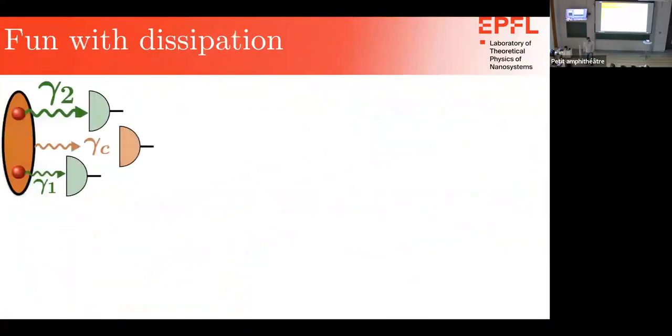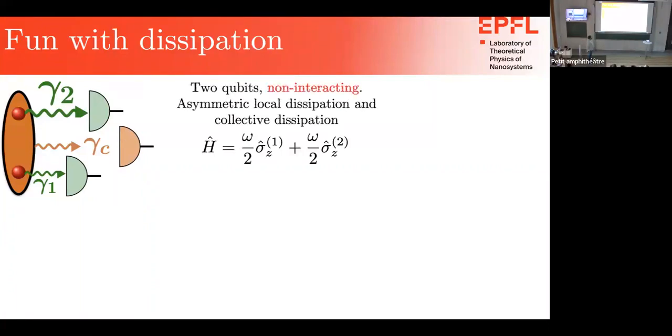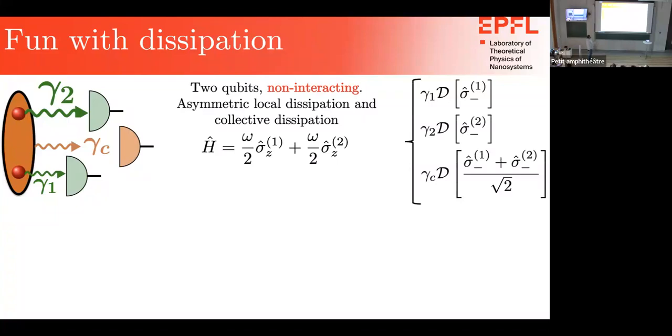Okay. Let's make it even weirder. Now we have two qubits. They don't talk to each other. They just dissipate. How do they dissipate? Well, of course, they have a Hamiltonian, but they dissipate locally. So qubit 1 throws away to its own detector, and qubit 2 throws away to its own detector. And they dissipate collectively, which means that this weird operator is there. I initialize my system in Q1, the less dissipative. I wait enough time, and no quantum jump occurs. What happened to the system?